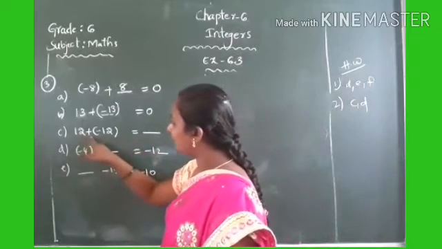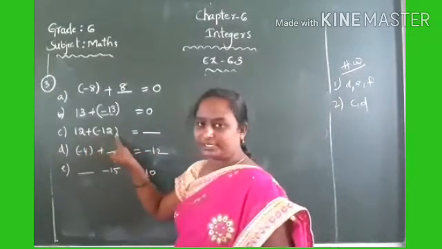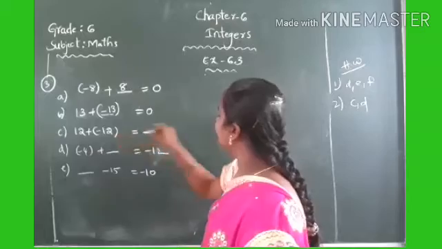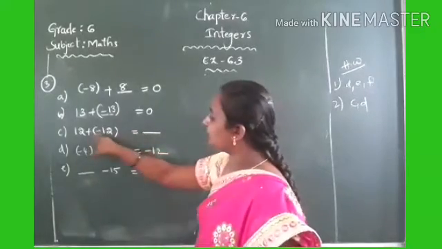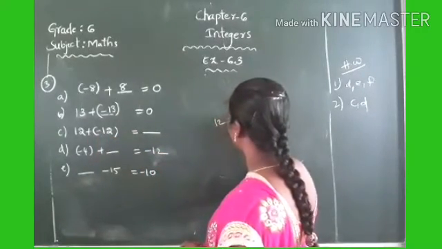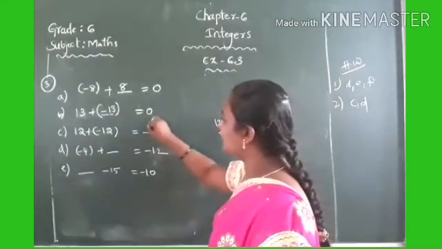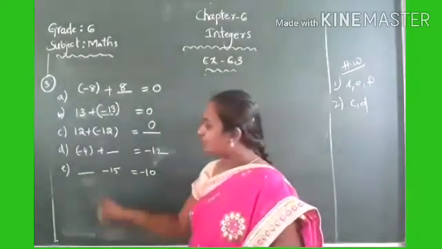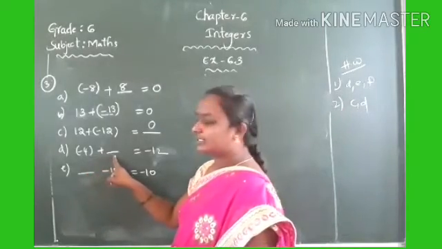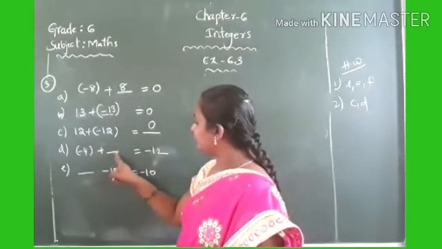Next, 12 plus into minus 12. So simplify this one. 12 plus into minus, right, minus 12. 12 minus 12 is equal to 0. Right? Minus 4 plus dash. You have to fill here the integer.